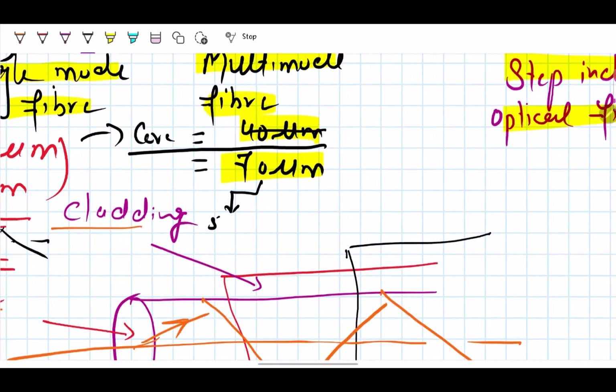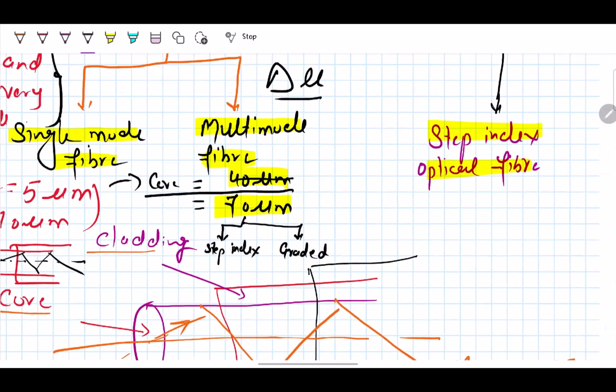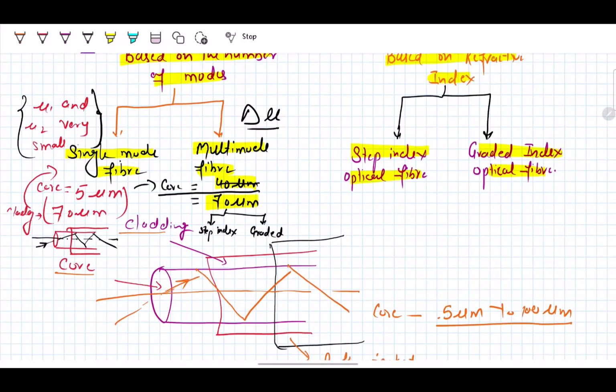First one is the step index optical fiber, and then the graded index multimode optical fiber. So these multimode fibers are again differentiated into two types. One is the step index multimode optical fiber and the other is the graded index multimode optical fiber, right? So we will talk about this one in case of refractive index.